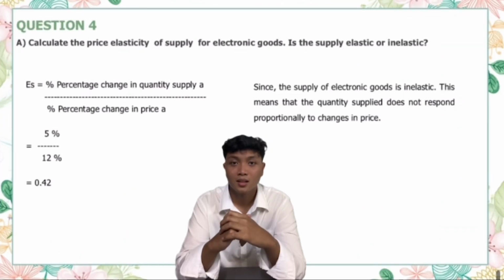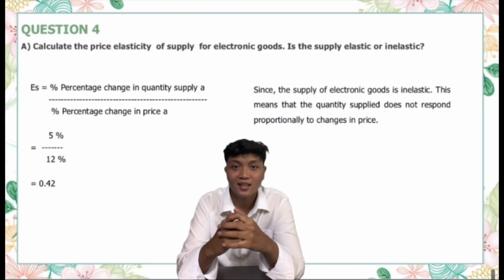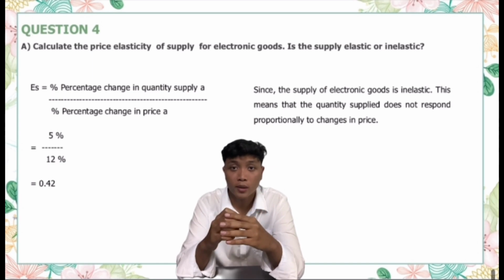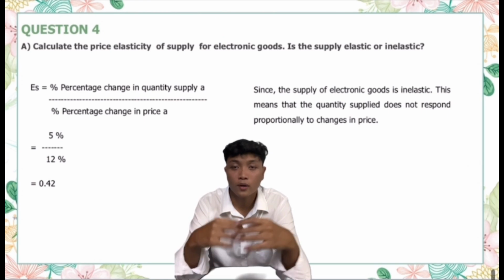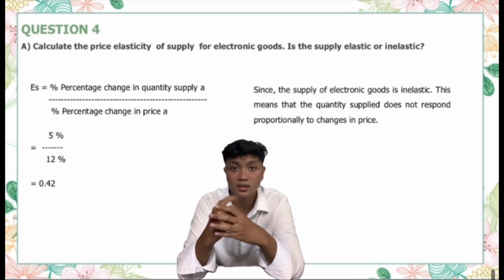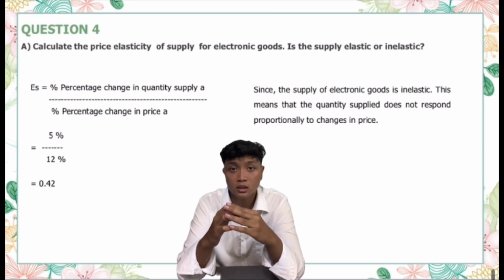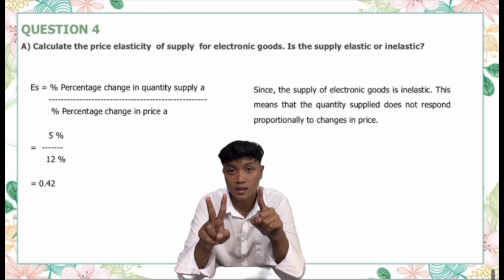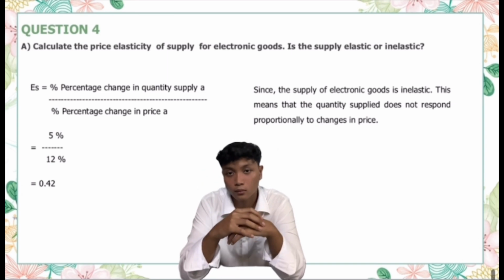Thank you. So now going to the last questions. Before that, let me read for you the statement. The article attributes part of Malaysia's economic growth to the manufacturing sector, which includes electronic goods. However, the article also mentions challenges such as global uncertainties and supply constraints. Suppose the price of electronic goods increased by 12%, but the quantity supplied increased by only 5%.